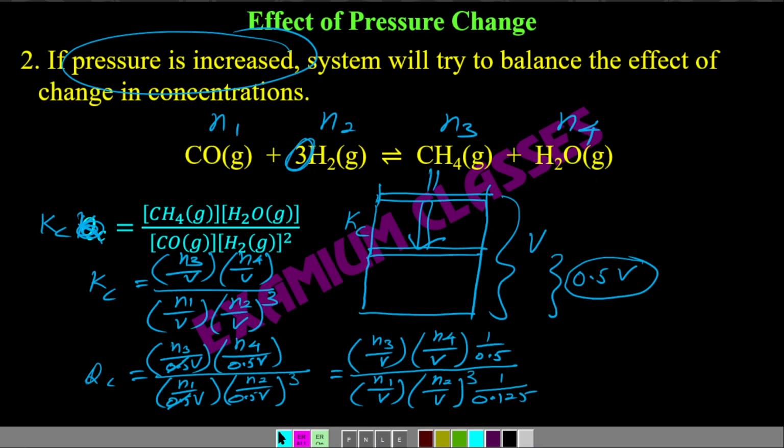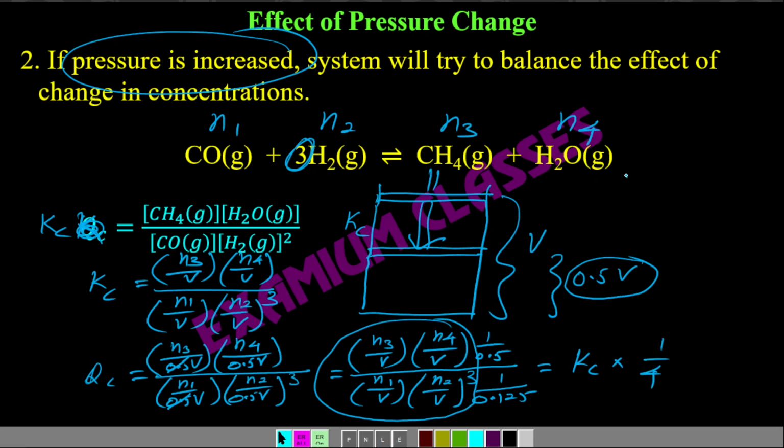0.5 whole cube will be how much? 5 cube will be 125, so 0.5 whole cube will be 0.125. So if I now do it, this part is Kc. And then I have here 0.125 divided by 0.5. How much is that? It is 125 divided by 500, and 125 divided by 500 will be 1 by 4. It means Qc is 1/4 of Kc.